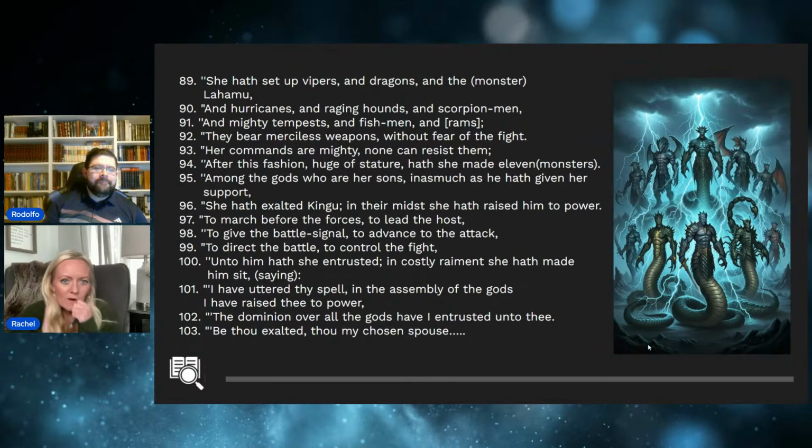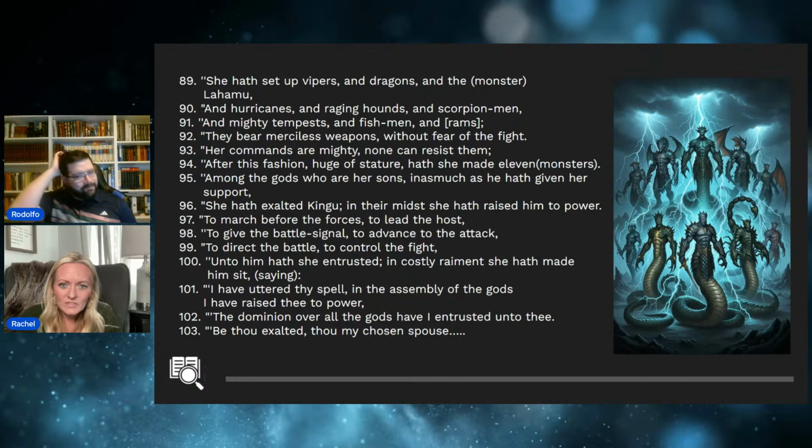Then she had set up vipers and dragons and the monster Lahamu, and hurricanes and raging hounds and scorpion men, and mighty tempests and fishmen and rams. They bear merciless weapons without fear of the fight. Her commands are mighty, none can resist them. After this fashion, huge of stature hath she made eleven monsters among the gods who are her sons, inasmuch as he hath given her support, she hath exalted Kingu. In her midst, she hath raised him to power, to march before the forces, to lead the host, to give the battle signal, to advance the attack, to direct the battle, to control the fight.